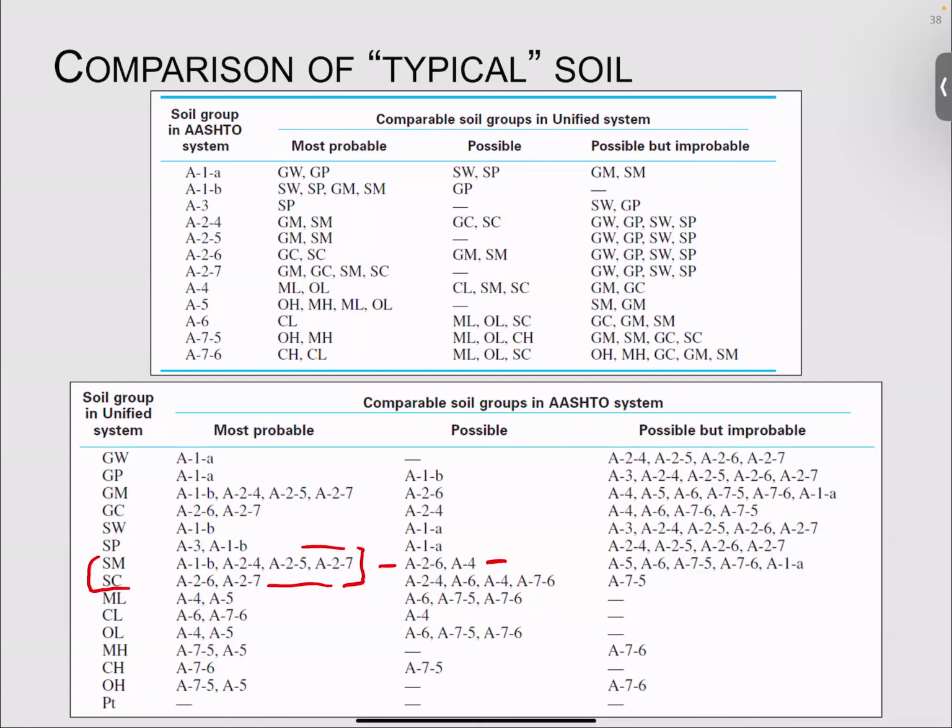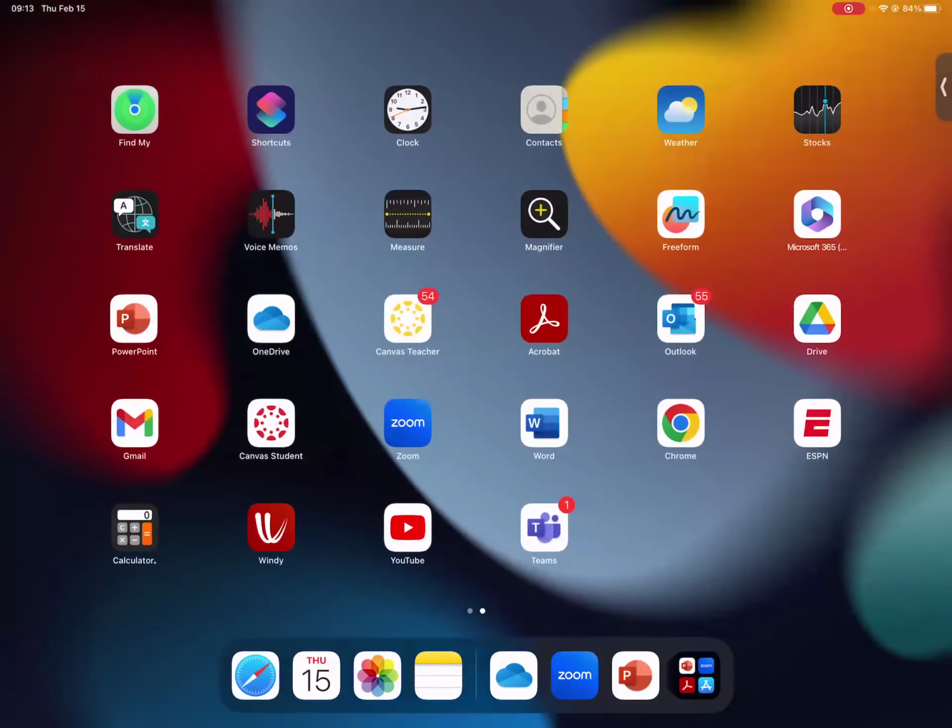So the quiz will be published here in a little bit. We do have lab here at the end of class, and nothing else until Tuesday. So we'll start subsurface investigations.